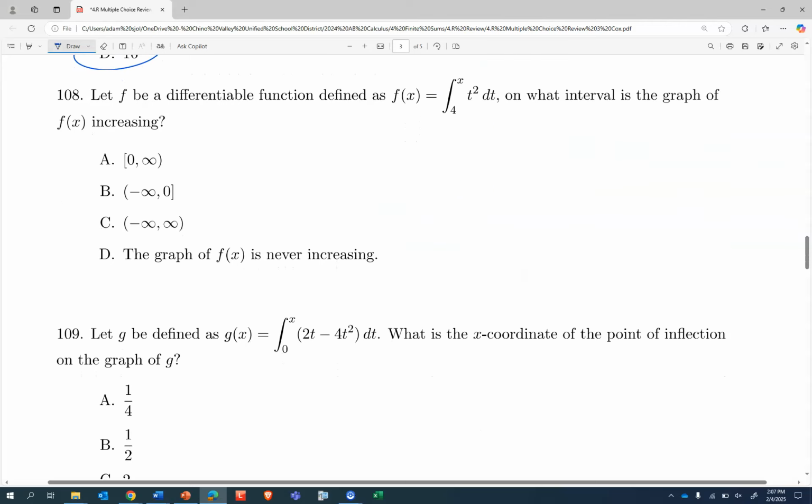Okay, let f be a differentiable function, defined as f of x is the definite integral from 4 to x of t squared dt. On what interval is the graph of f increasing? So let's see. f increases on intervals where f prime is positive. And it looks like f prime, x squared, is always greater than or equal to 0. So we're going to go negative infinity to infinity.